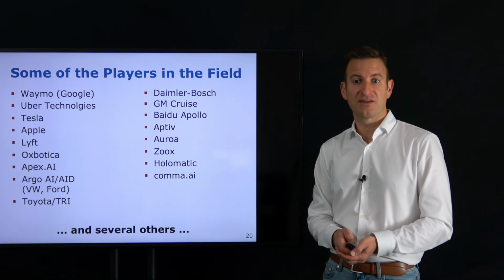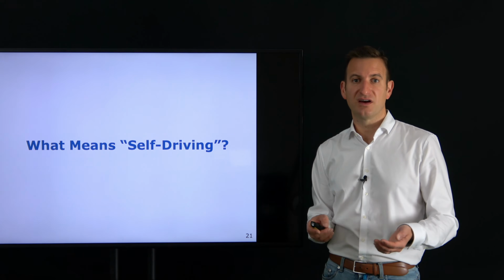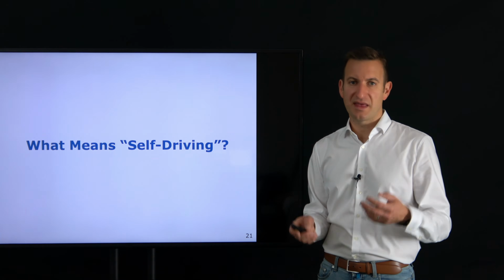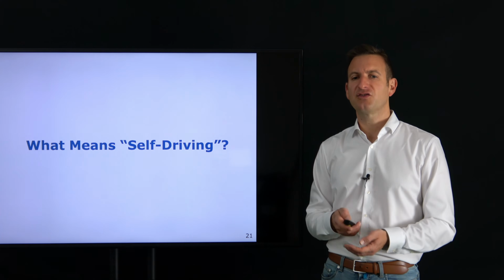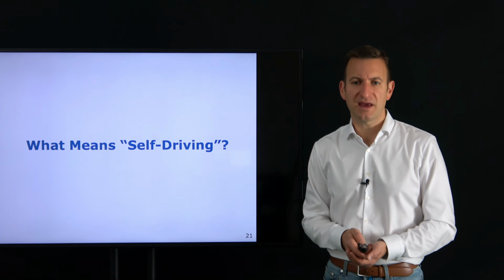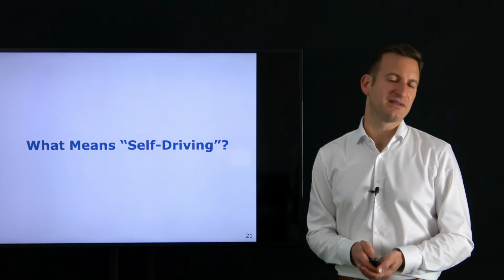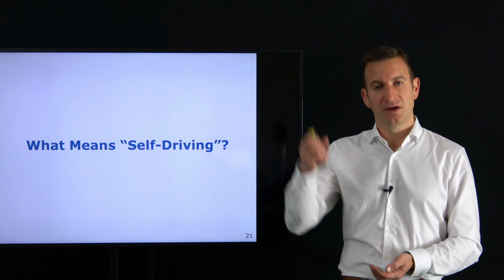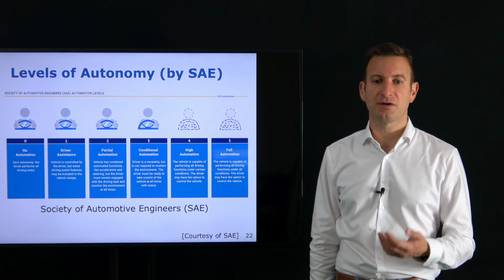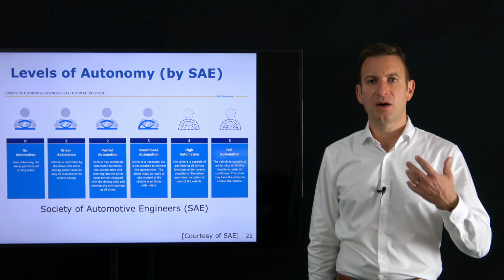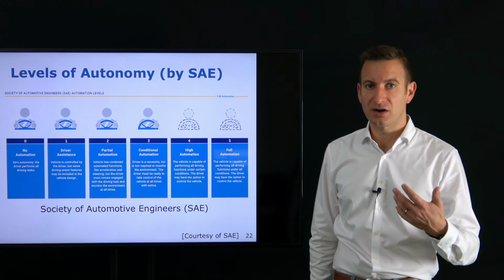Is this an advanced autopilot? Is this full autonomy without any human in the loop? That is actually something that we need to distinguish. And for that, there is a classification of so-called levels of autonomy. So there are different levels of autonomy of autonomous vehicles that describe which functionality the car actually provides.